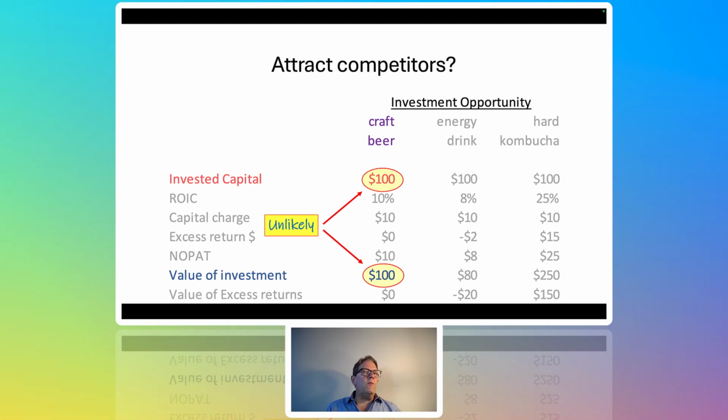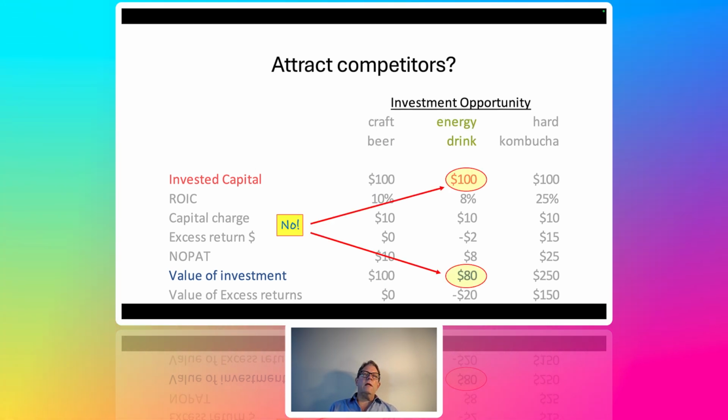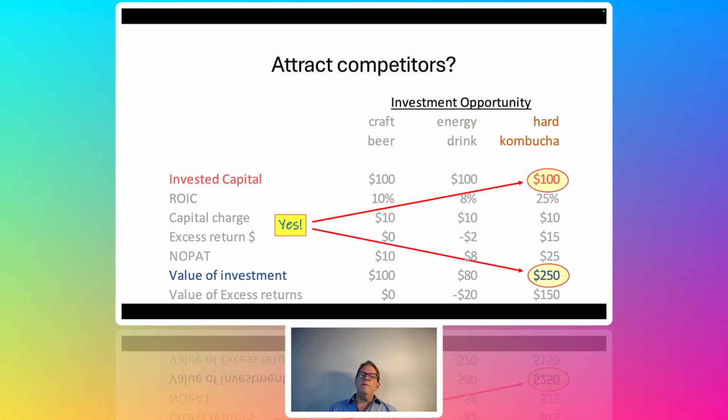So now we can have one more slice at this, which is, for each of the businesses, will they attract competition? In craft beer, not really. You have an invested capital of 100, the value of the business is 100, so unlikely. In energy drink, the investment is 100 million, and the value of the cash flows will be 80 million. And then finally, yes, hard kombucha is going to attract competition. That's because you invest 100 million and you have something worth 250 million. But it's those excess returns that are important.